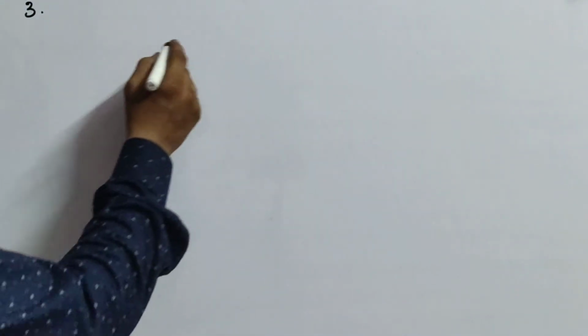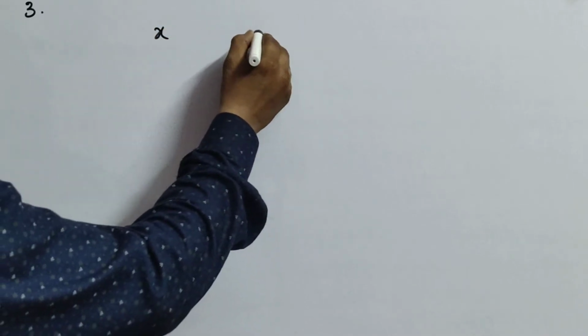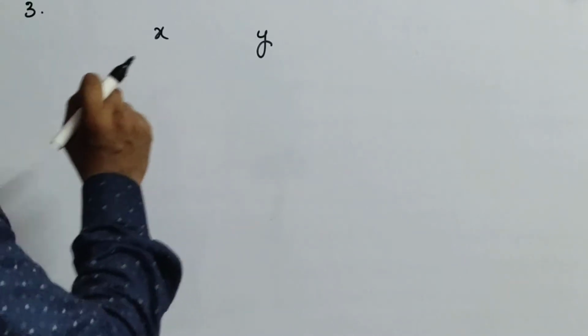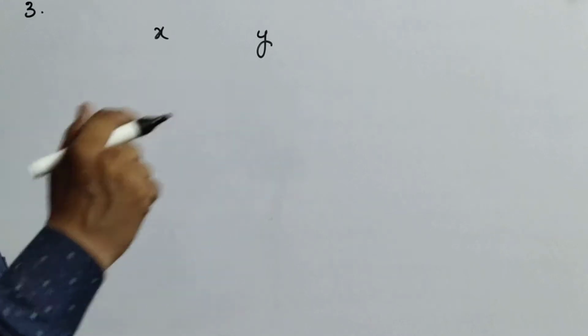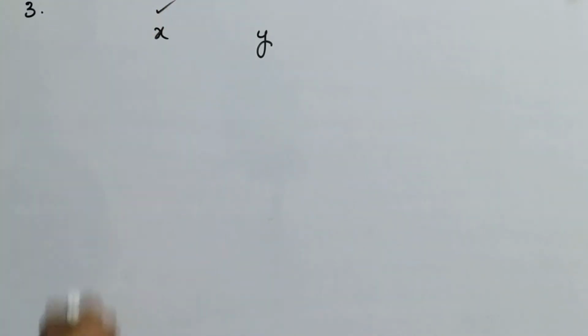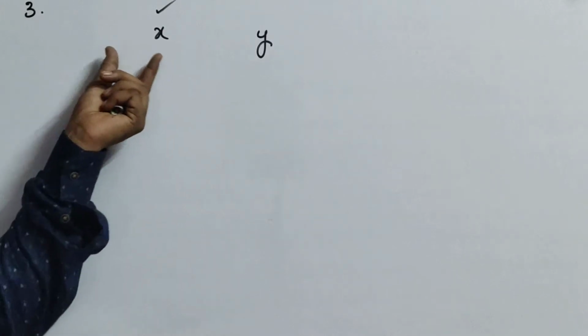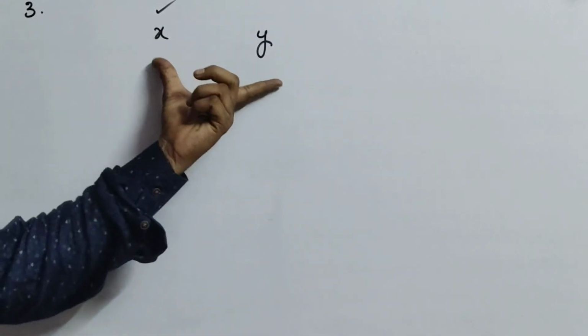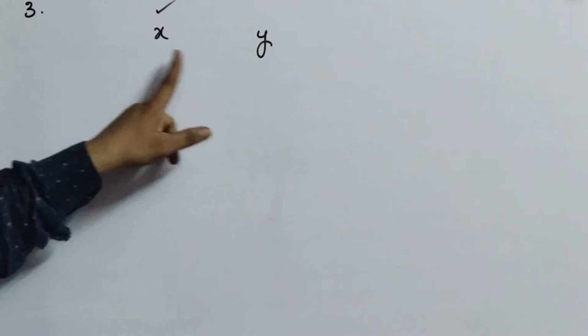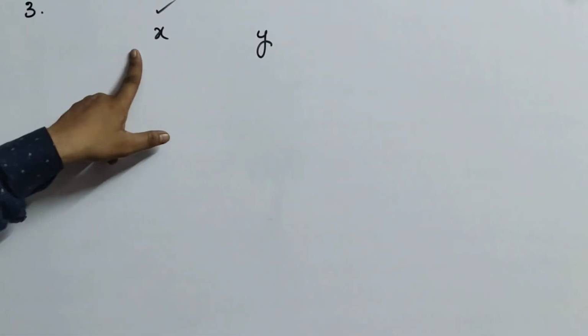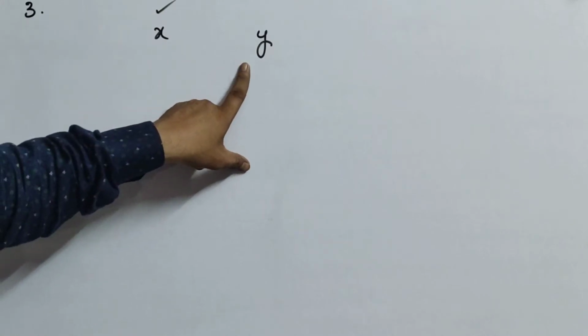See here, the difference between two numbers is 26. Actually x and y are two numbers, we will take x and y. The difference means you find it from the larger number minus the smaller number. So suppose x is the greater number. That means the larger number is x and the smaller number is y.